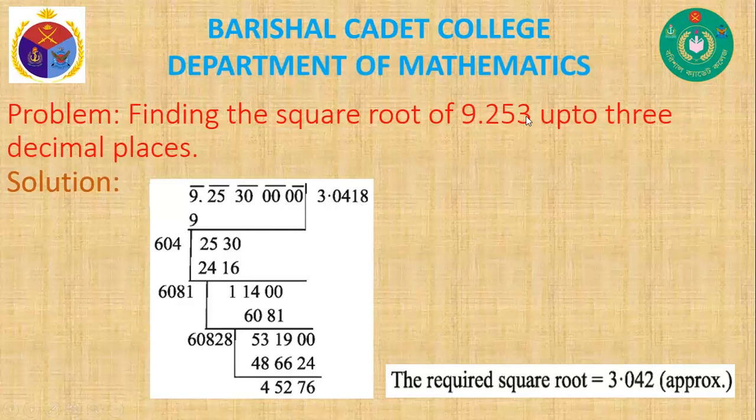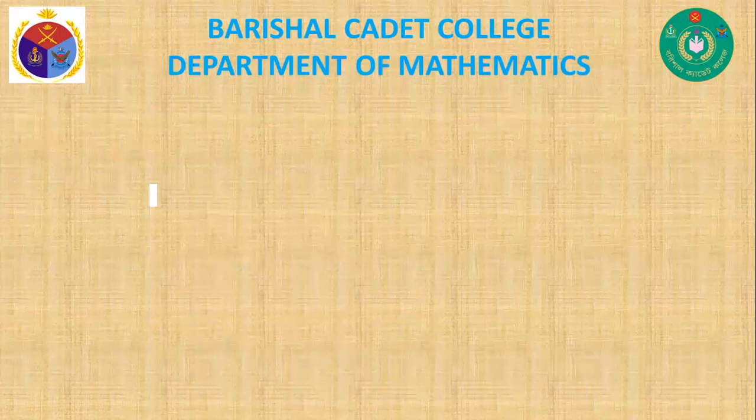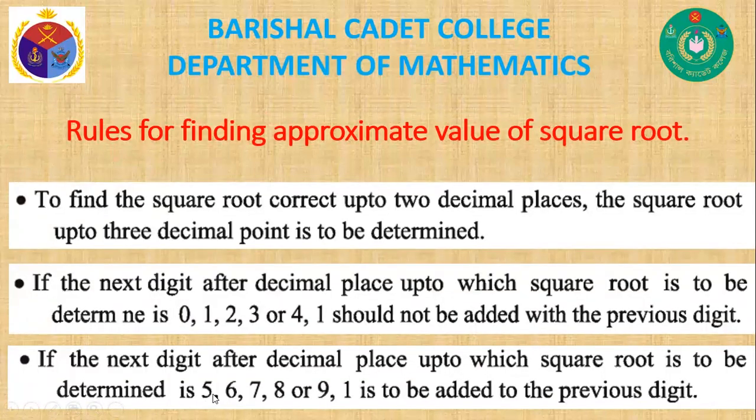So here we have to see that this is 3.0418. We are asked to find the square root up to 3 decimal places. That is 0, 4, 1 up to this. But here we see that the fourth digit after the decimal is 8, which is greater than 5. So by the process, which process? The process is, if the digit is 5, 6, 7, 8 or 9, then 1 is to be added to the previous digit.